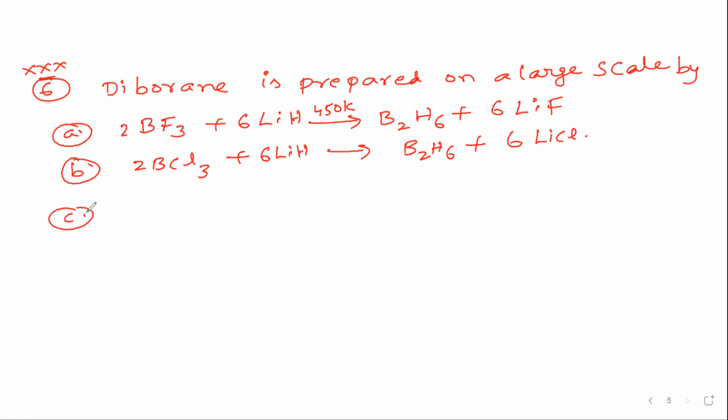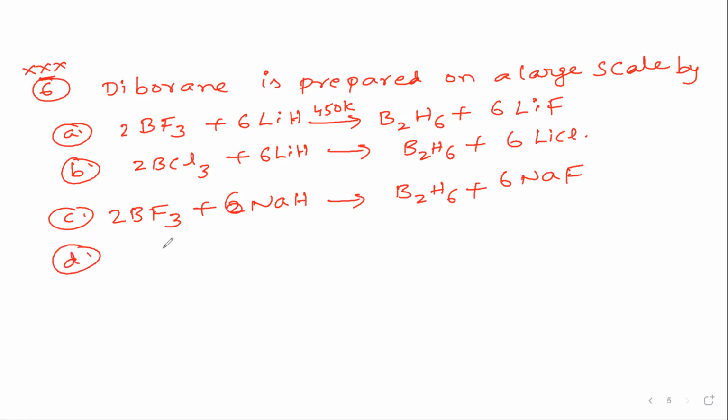Third option, BF3 on reaction with 6 moles of sodium hydride forms B2H6 plus 6NaF, that is sodium fluoride. Next, option D, 2BCl3 plus 6NaH forms B2H6 plus 6 moles of NaCl. So these are the options we have. This is question number 6.